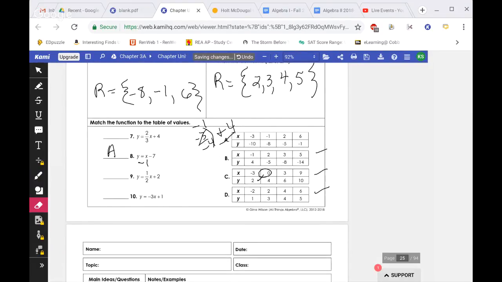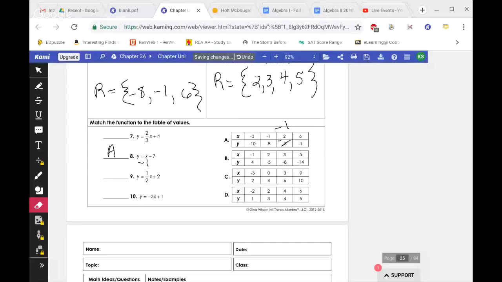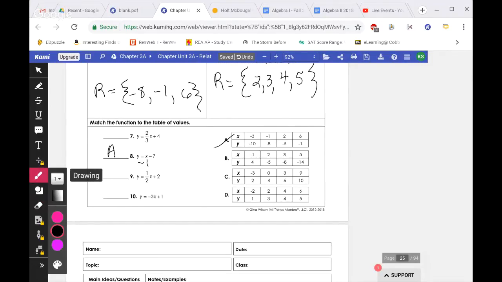Does my reasoning make sense to you? Yes, ma'am. Multiple choice, you kind of want to use some of the reasoning skills to eliminate possibilities. Okay? So C would be number 7. So now we just have to match B and D.